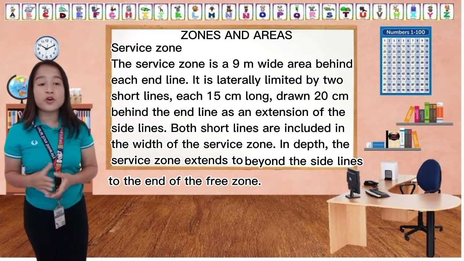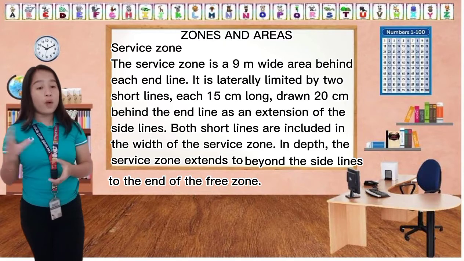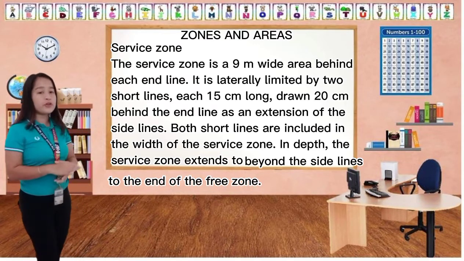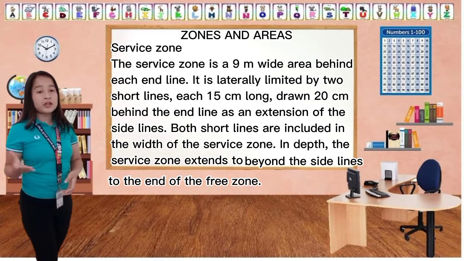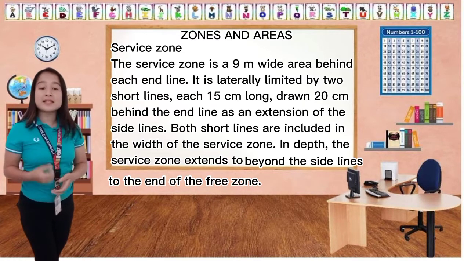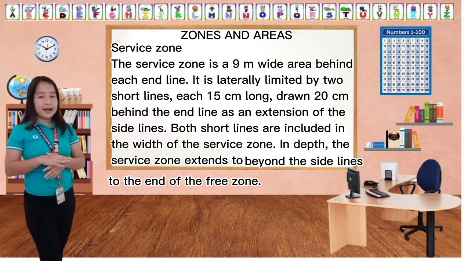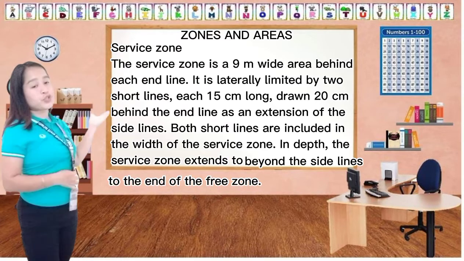Okay, the service zone would be a 9 meter wide area behind each line and extends to the end of the free zone. It is 15 cm long and drawn 20 cm behind the line as an extension of the sidelines. Then, the substitution zone.